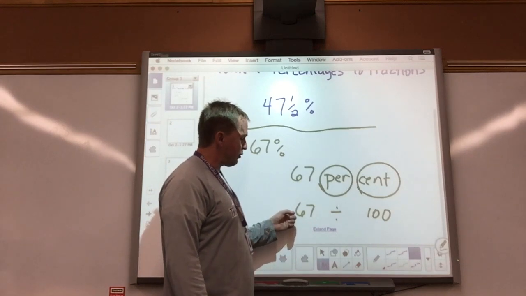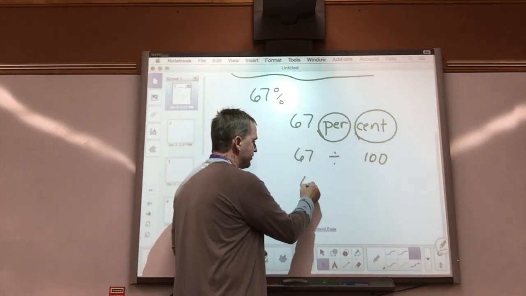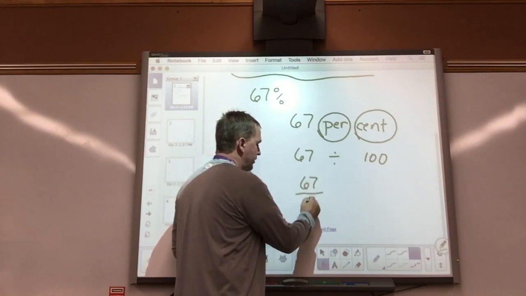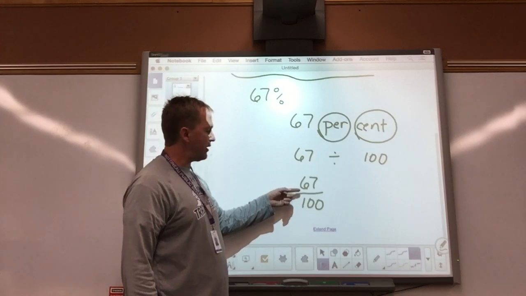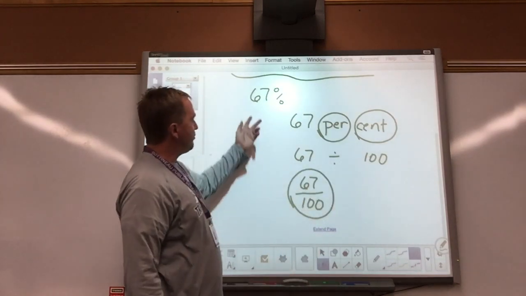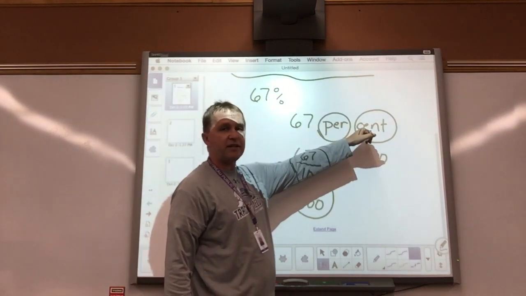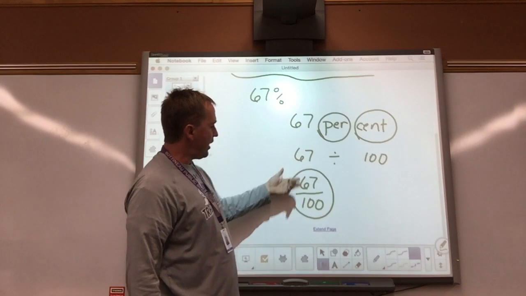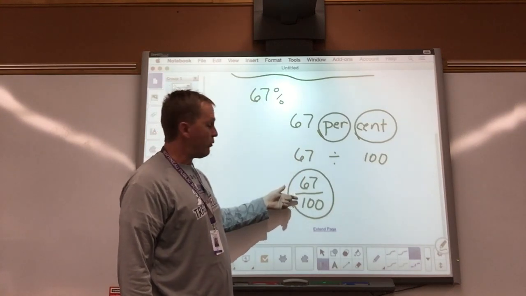I call this a division problem that's written horizontally, but if we want to change it just a little bit, we can certainly write this problem as 67 over 100. This is still division, it's just written vertically, but it's also a fraction. So simply by saying this correctly and understanding that PER means divided by and CENT means 100, we have already changed 67% to 67 divided by 100.